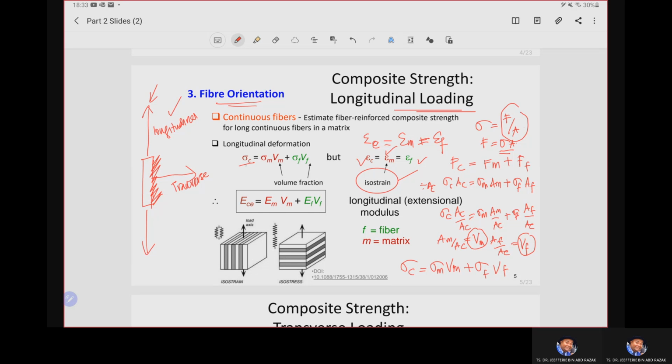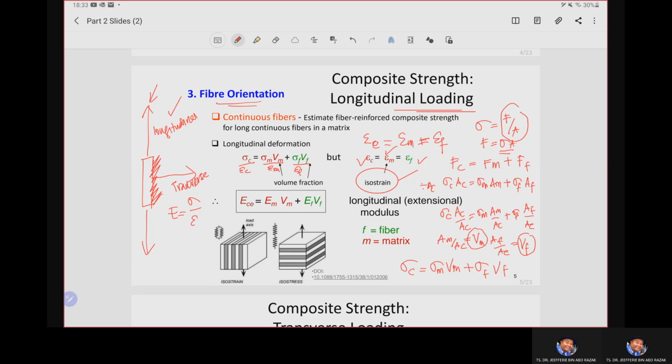So sigma C divided by epsilon strain, and then sigma M, VM divided by epsilon strain, and then sigma F, VF divided by epsilon F. We understand that the stiffness equals sigma over epsilon, right?